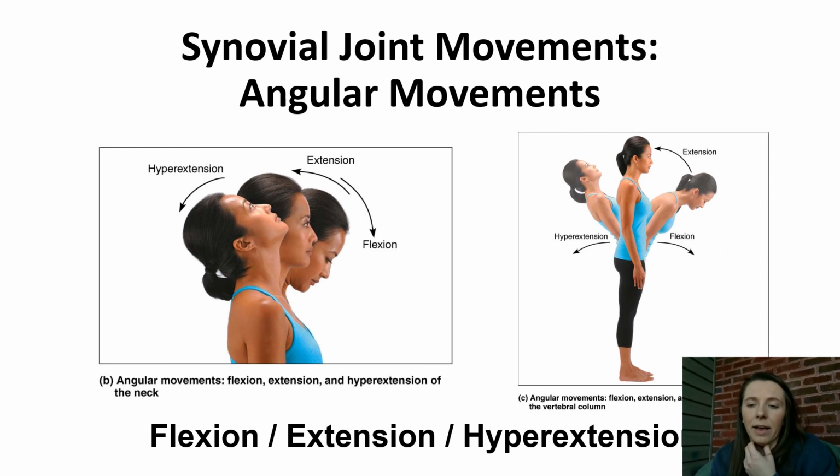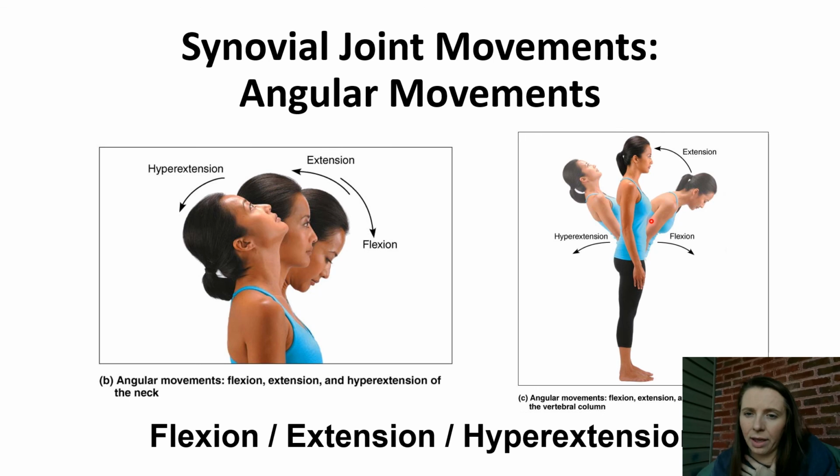In terms of the way that we can describe other areas, for example, bending forward would be flexing the vertebral column. Standing in a straight upright position is considered extension. And then when you're leaning over backwards, you're hyperextending your vertebral column.